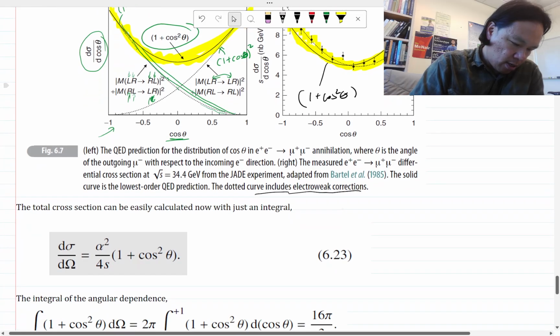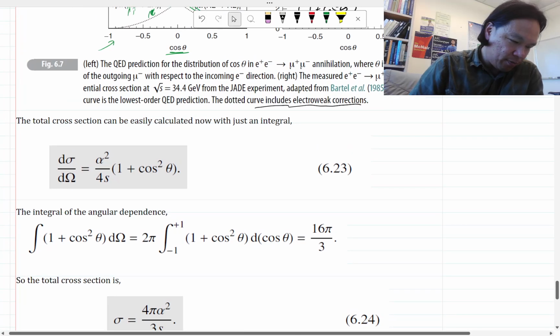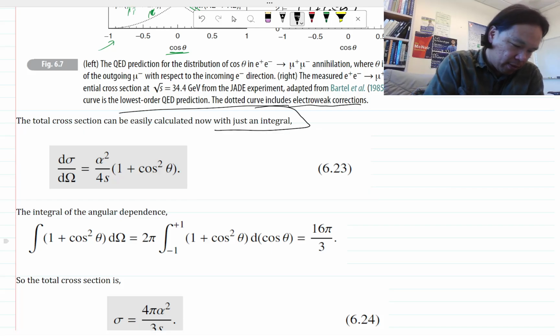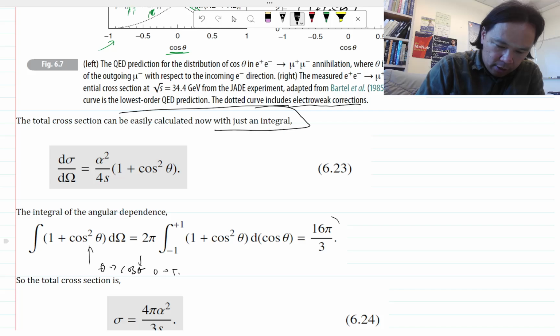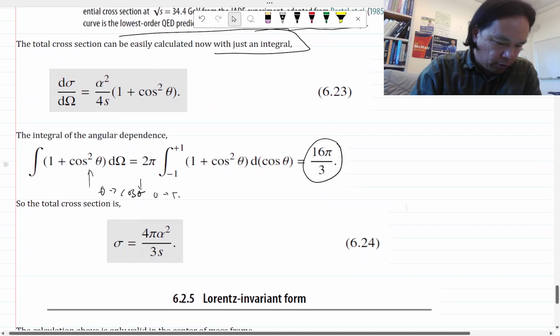Okay. All right. Just to wrap things up, almost done. So the total cross section can now be computed by just doing an integral. If you want to integrate 1 plus cosine squared theta, you can do a u substitution where instead of theta, you change this to cosine theta. And we do this integral from -1 to 1, meaning theta equals 0 to theta equals pi. You'll see that this integral actually comes out to be 16 pi divided by 3.